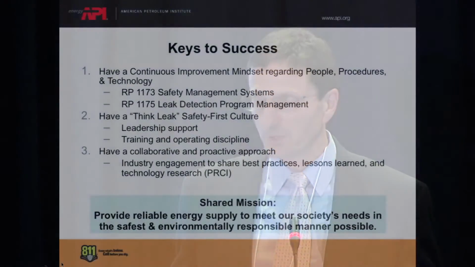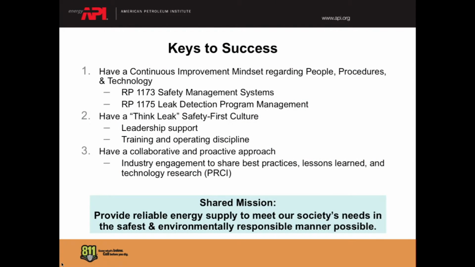So last slide, let me close out with just a summary of what I think are the keys to success for effective leak detection. First, having a continuous improvement mindset towards technology, of course, but also towards people and procedures. And that includes endorsing a couple of recent API RPs, and that's 1173, safety management systems. We heard a little bit about it this morning. There's another presentation that you'll hear about tomorrow on safety management systems. And then secondly, the leak detection program management RP that I'm leading right now, 1175.